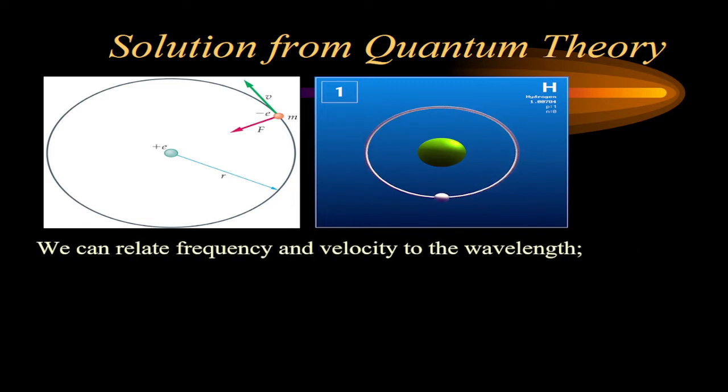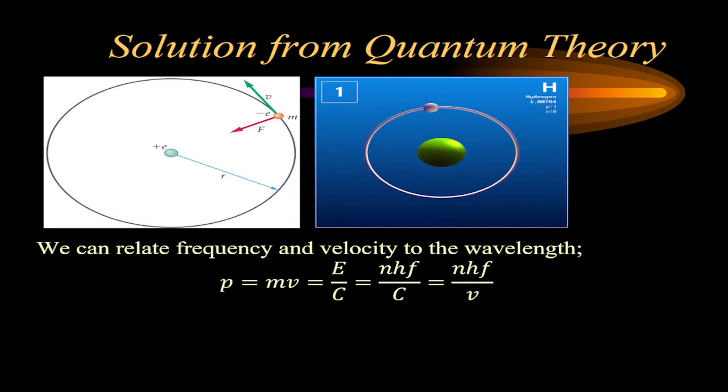We can relate frequency and velocity to the wavelength, because of the wave theory. So we have momentum p = mv, which is the ratio of the energy to the speed of light, where c can be the velocity of our electron. We substitute the corresponding formula for E, which is nhf based on Planck's assumption, all over c, and this is equal to nh times f all over v.